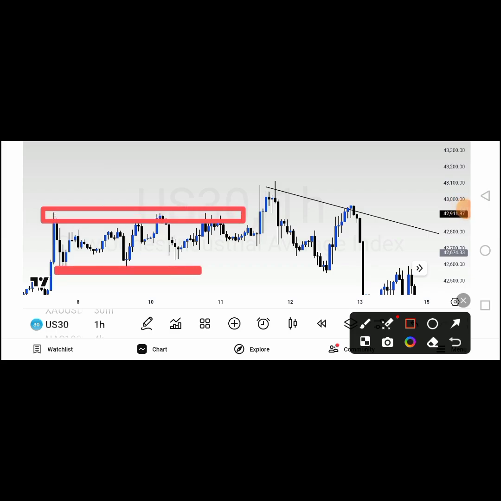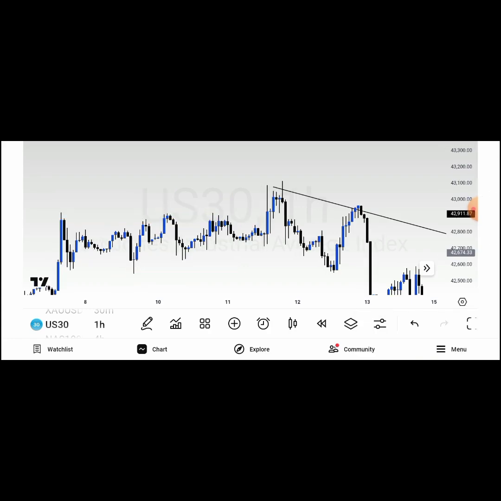So the number of times that the market price touches a zone and respects it tells you how strong that zone is. As you can see, 1, 2, 3, 4, before it broke it. So you can see 1, 2, 3. All right, so this is a support and resistance. So you go to your chart and try to look for it.